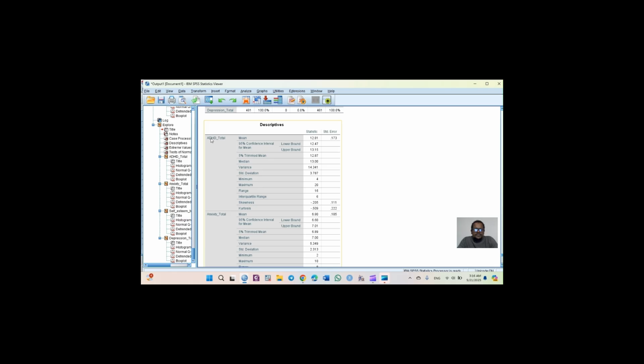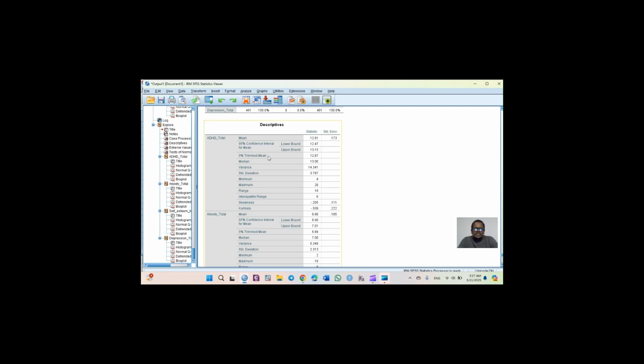In the descriptives part, our first dependent variable is ADHD. Here there is a mean value of 12.81 with a standard error of 0.173, and for the mean value there is a 95% confidence interval. That means in the dataset 95% of the ADHD values will fall between 12.47 and 13.95. That means there is a 5% chance that the mean value will be outside of this range.